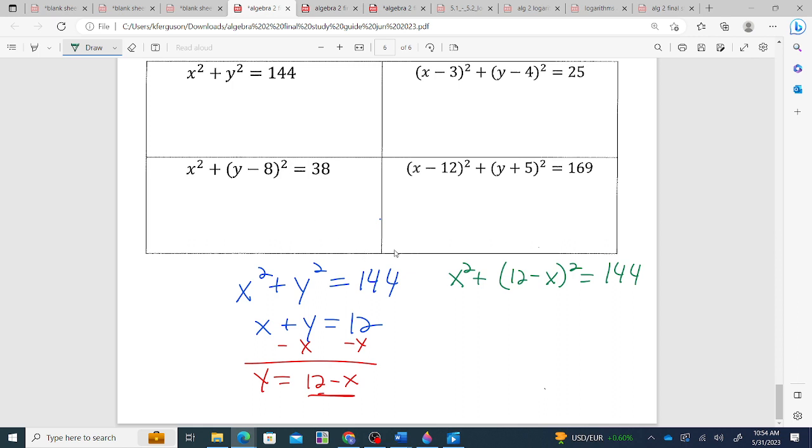Okay. So I need to do FOIL, or I need to multiply that, because this right here is 12 minus x times 12 minus x. So that's going to be x squared plus 12 times 12 is 144. 12 times a negative x is negative 12x. And then negative x times 12 is another negative 12x. And then negative x times negative x is x squared.